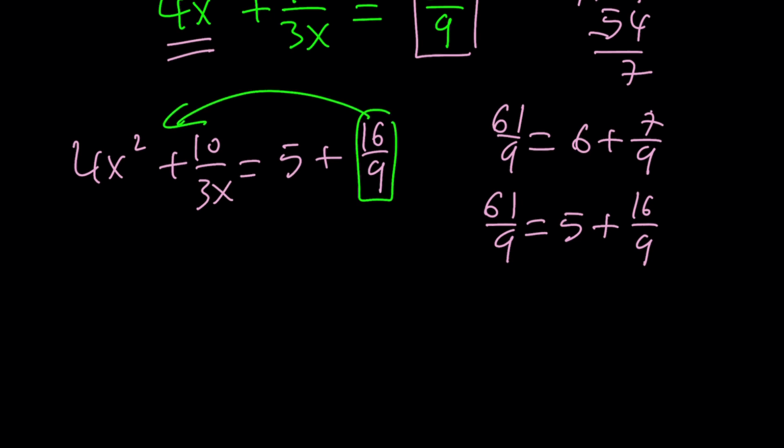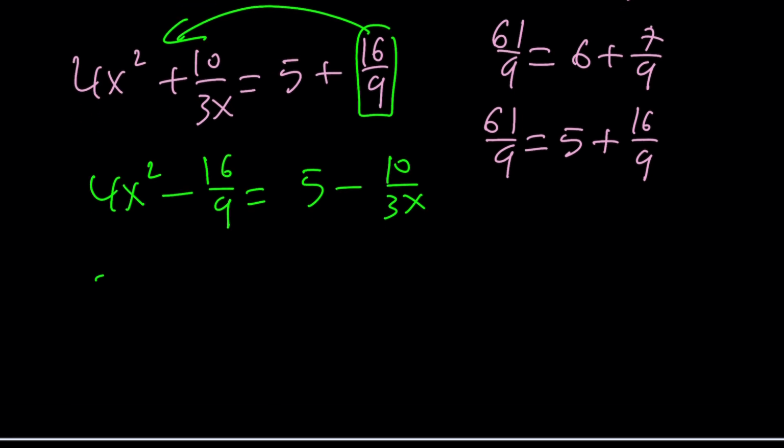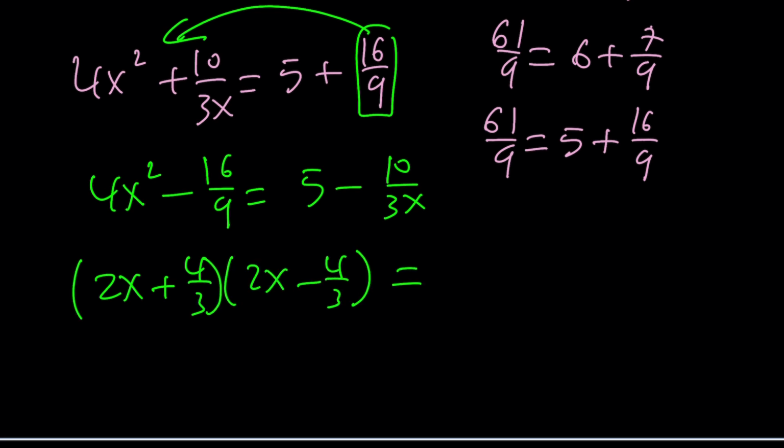Okay, I can bring it over here like 4x squared minus 16 over 9 and then bring the 10 over 3x here. And now at this point, I can try the following. This is like 2x plus 4/3 and 2x minus 4/3. Am I going to be able to get something like that on the right-hand side, like 2x plus or minus 2/3, which minus makes more sense, obviously, because we have a minus sign? But in order to be able to get that, I kind of need to multiply this by 5 over 2x, which may or may not be a good thing.